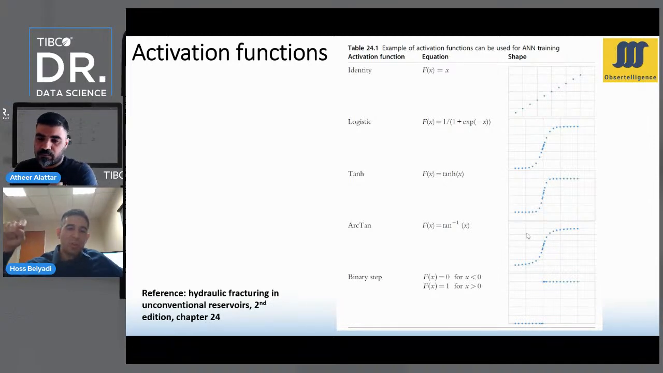Let's run the model with 20 neurons. Okay. With the same logistic function, let's run the model with 25 neurons, 30 neurons, and 40. You can define those specifically.